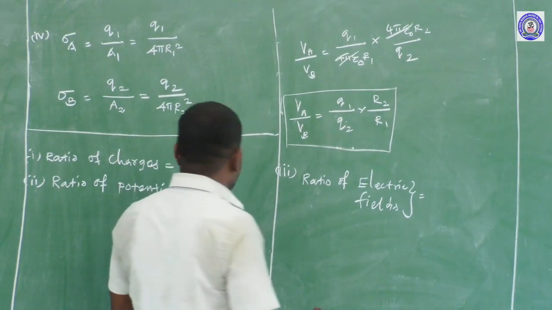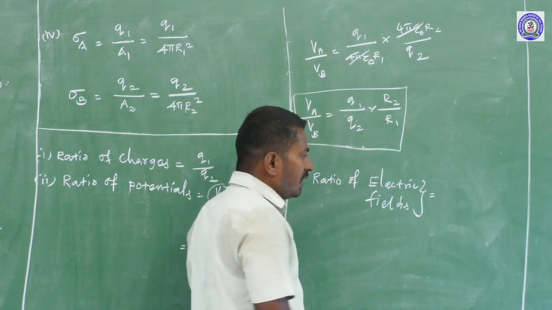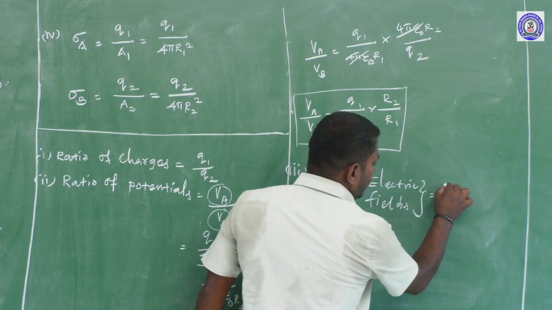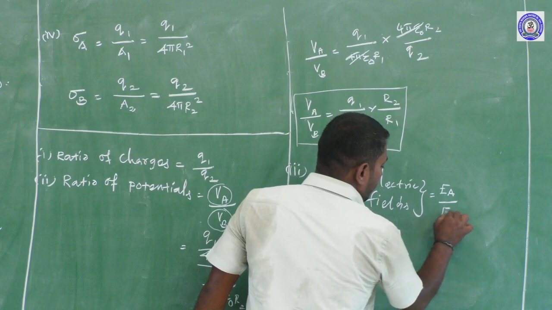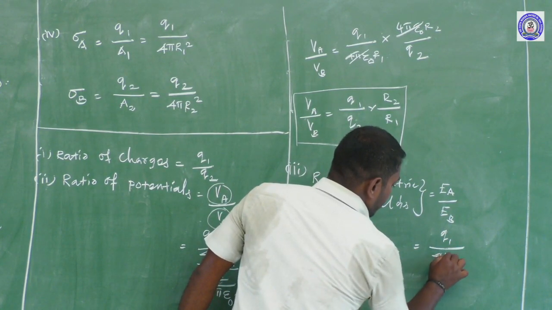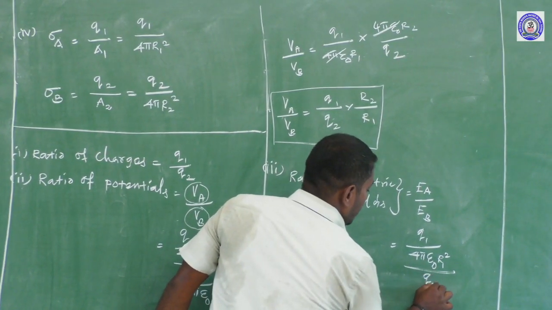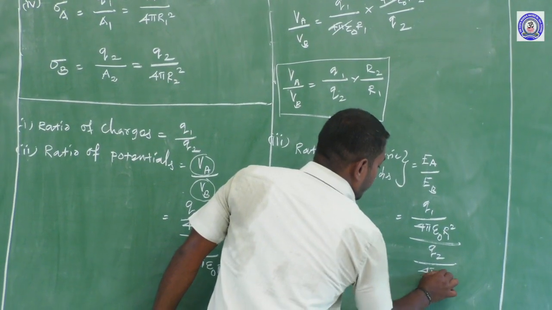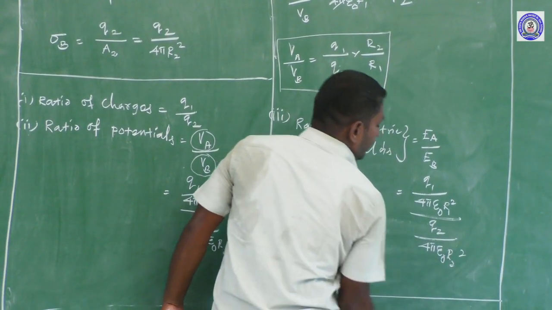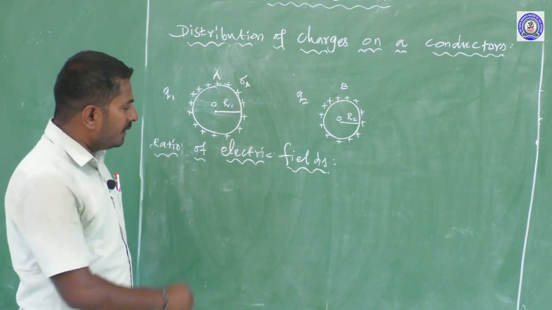So, we compare the electric field at the surface of the A sphere and the electric field at the surface of the B sphere. We take the ratio EA divided by EB, which is equal to Q1 divided by 4 pi epsilon naught R1 square, divided by Q2 divided by 4 pi epsilon naught R2 square. See the ratio of electric field of both the metallic spheres.